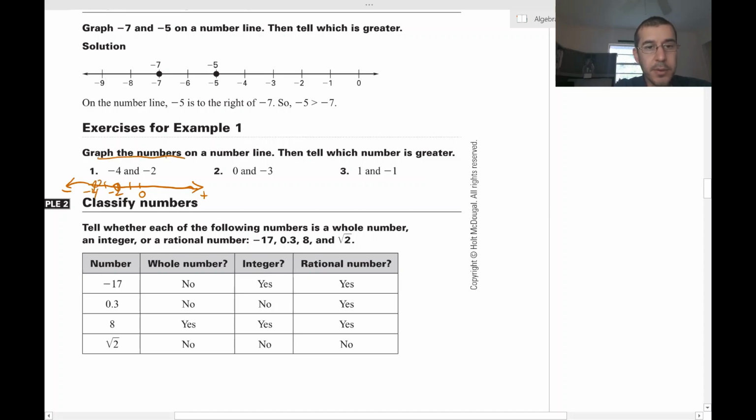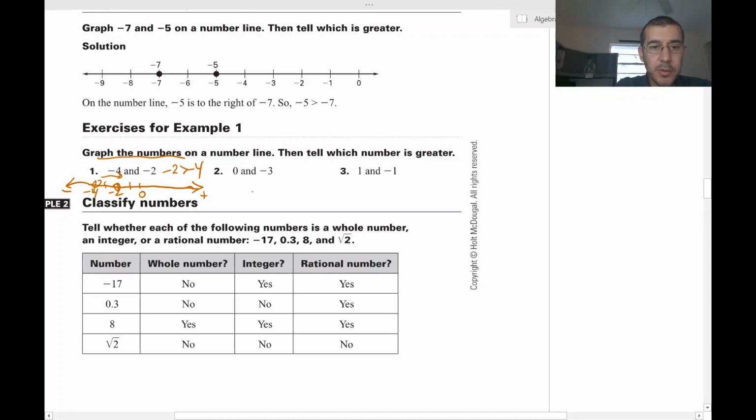So we graph the numbers on a number line, then tell which number is greater. -2 is greater than -4, because -2 is to the right of -4. So as you're moving to the right, the numbers increase, right?